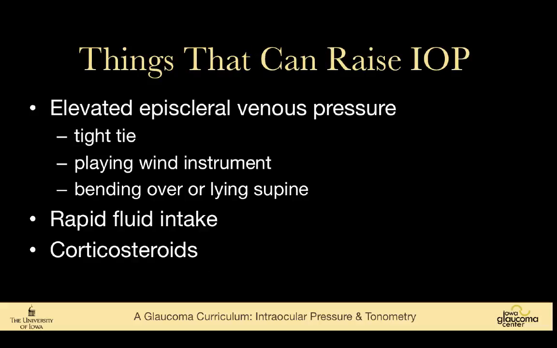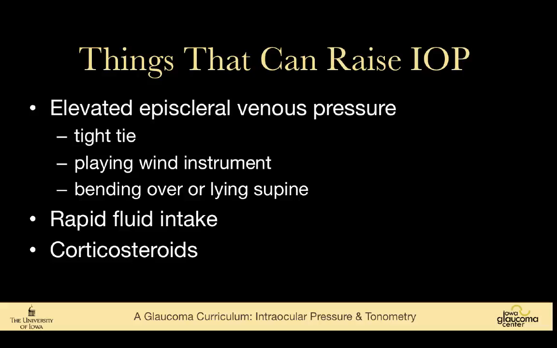There are things that can artificially raise pressure. Anything that raises the episcleral venous pressure, like wearing an extremely tight necktie, playing a wind instrument, bending over, lying supine. Hopefully patients are not playing wind instruments while you're checking their intraocular pressure. If one rapidly ingests a large quantity of fluid, that can make the intraocular pressure transiently elevate. And so that's the process behind the water drinking provocative test. It's really not done anymore, where someone would drink a liter of fluid and then we would measure the pressure to see how well the eye adapted to this big fluid load.